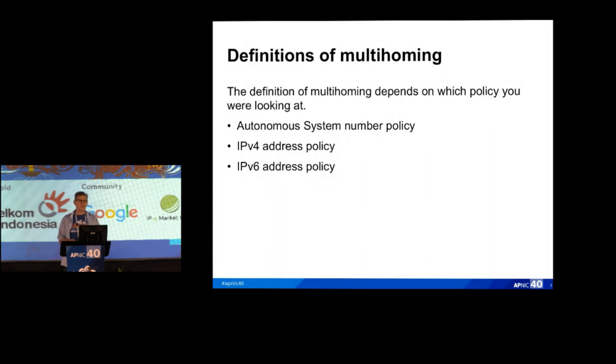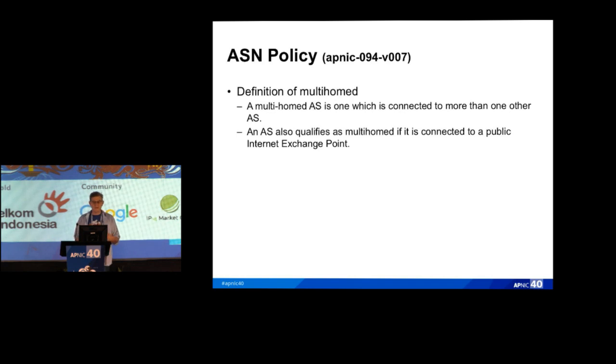One of them is the definition of multi-homing. So multi-homing is relevant in V4 and V6 policy because you can request an assignment of V4 and V6 space based on the fact that you're multi-homing, and you need your own addresses to do that. And multi-homing is obviously also relevant in the AS number policy. And as I say, each of those had a different definition. In the AS number policy, the definition of multi-homed was 2-factored. A multi-homed AS is one which is connected to more than one other autonomous system. An AS also qualifies as multi-homed if it's connected to a public internet exchange point. So both of those make sense, right?